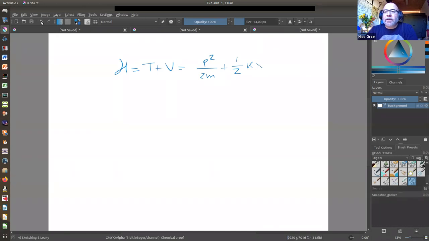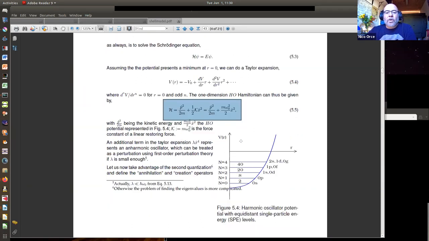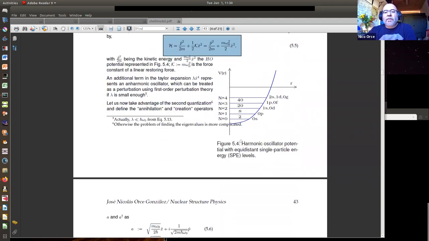Let's do it in three dimensions. K R squared, and this is equal to P squared over 2m plus 1/2 of m omega squared r squared. Right? This is the potential that we have, and here we have the orbits, where we have all these things that we're going to explain right now.